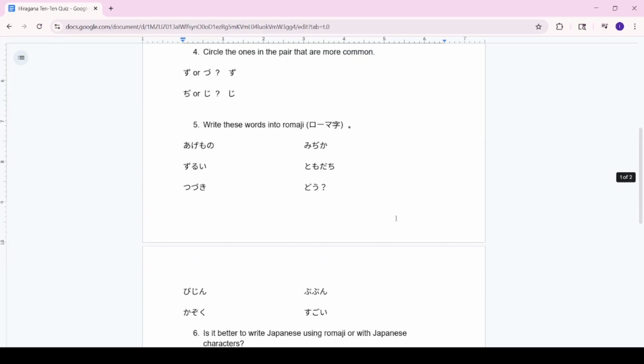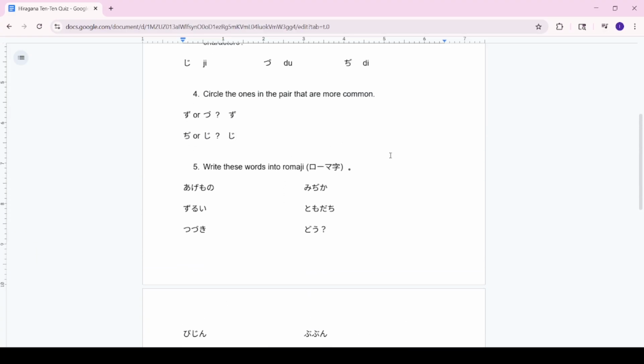Alright, last part. So write these words into Romaji. Roma, I believe, means Roman characters. So Romaji means alphabet characters, and that's how that came about. Alright. Agemono. So again, we don't really want to write in Romaji, but the purpose is that I just want you to be able to recognize the symbols.